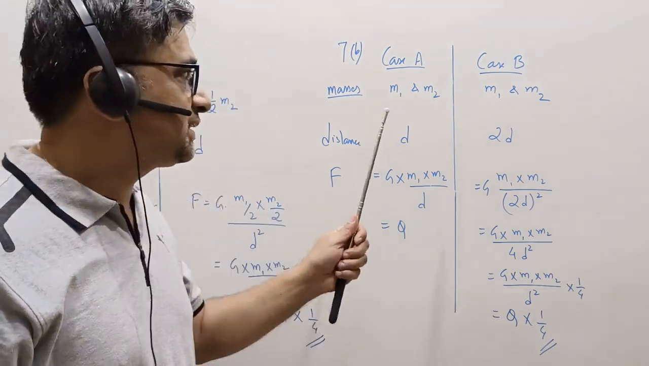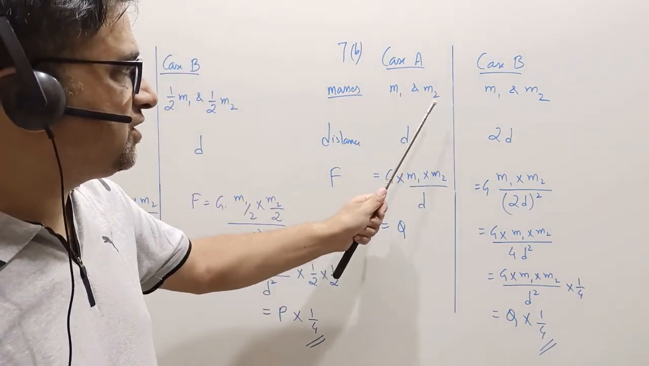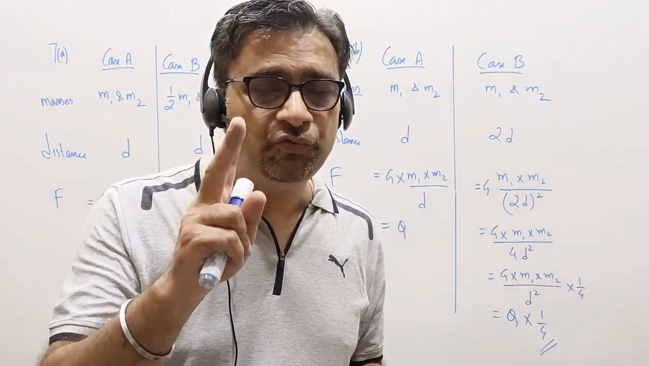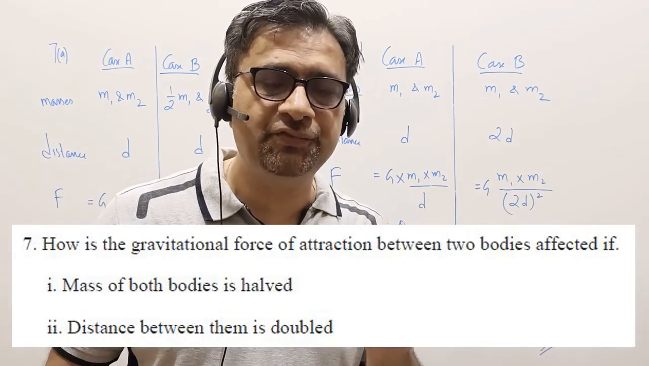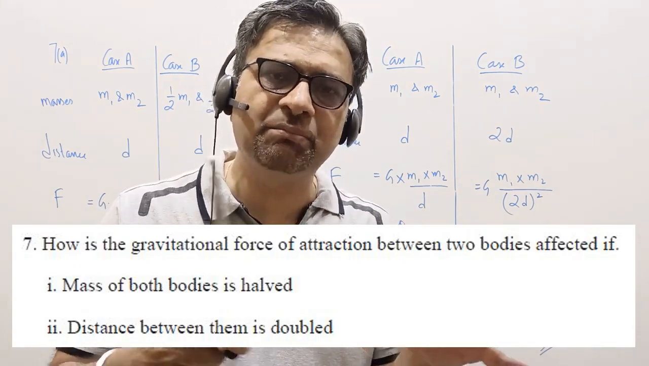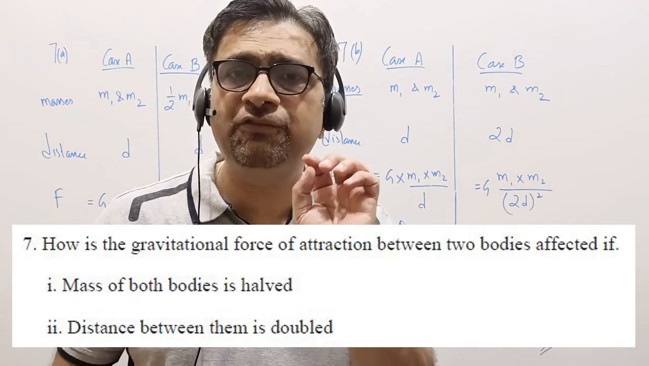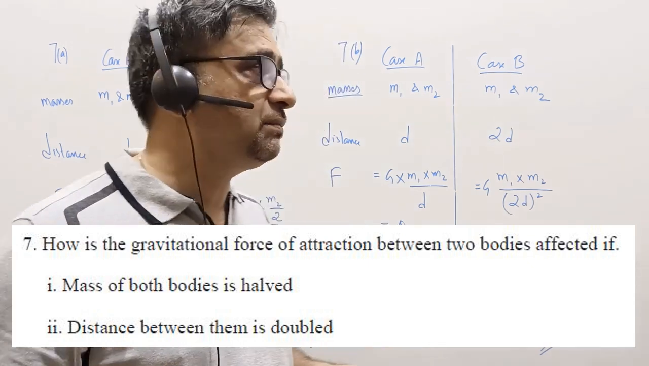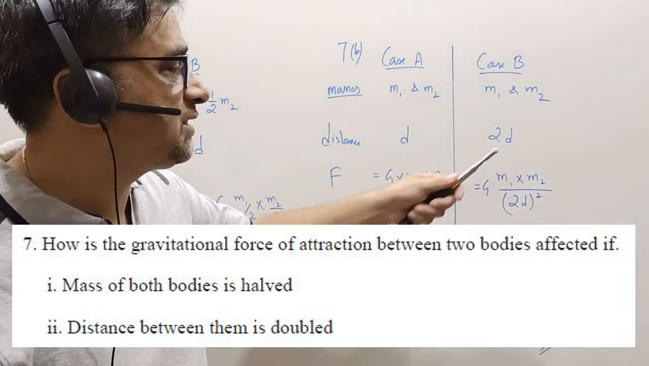In short, if the masses of both the bodies are halved, the force of attraction becomes 1/4 of the original force. Now in the second case, the masses have not changed. So the force of attraction is again contributed by two factors, the masses of the bodies and the distance between them. In this case, the masses of the bodies are the same, and therefore mass is not impacting the force of attraction between the bodies. So what is impacting? It's the distance. The distance has been doubled.